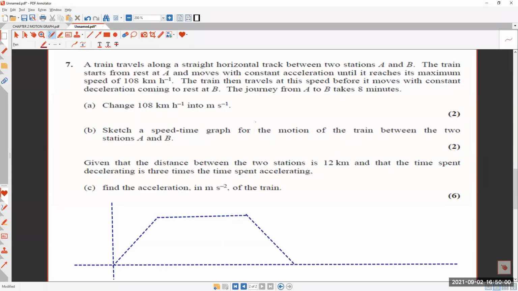First, change 108 kilometers per hour to meters per second. This is one of those physics questions: 108 into 1000 divided by 3600. Why 3600? Everyone knows. Cancel: 108 into 10 divided by 36. That gives 30. So the answer is 30 meters per second.